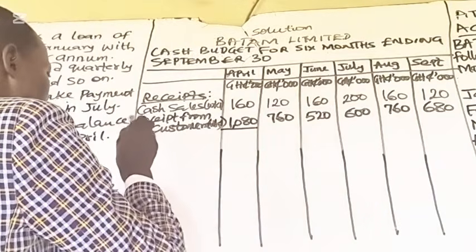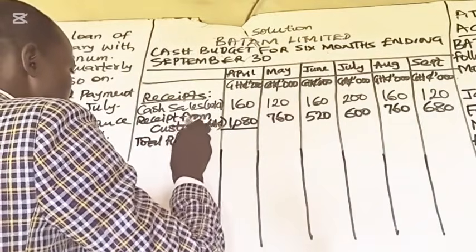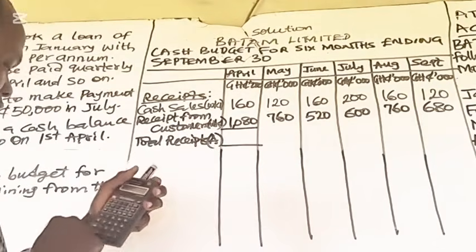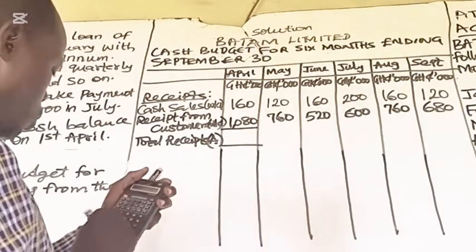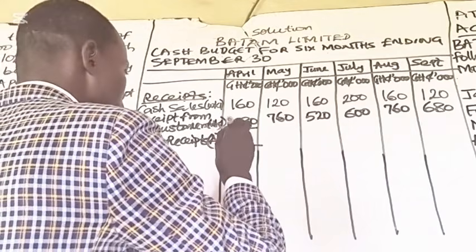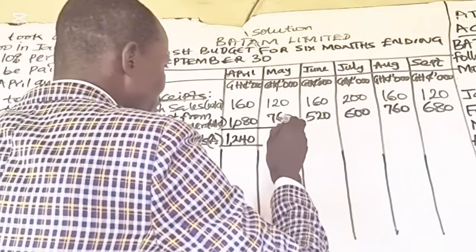So we have total receipts. Let's have that as A. 160 plus 1080, that is total 1,240. Then 088.